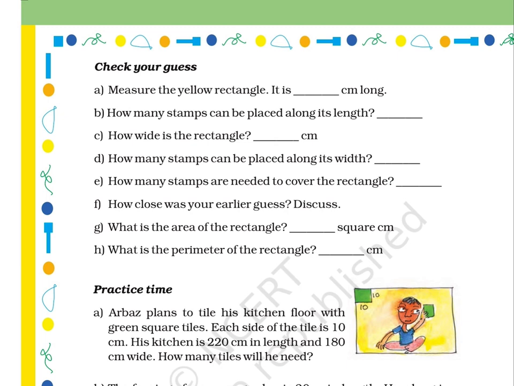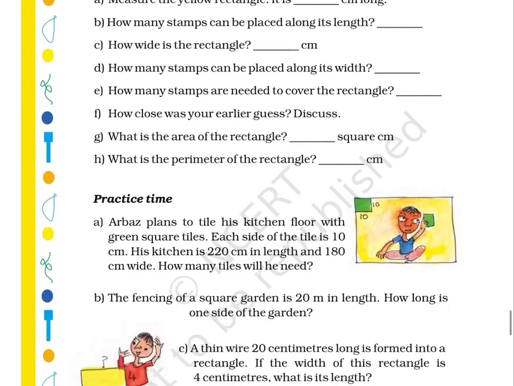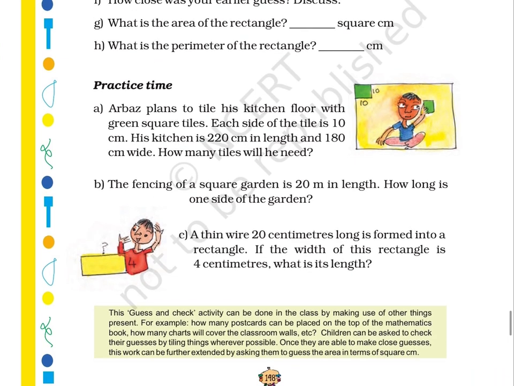Dash. E. How many stamps are needed to cover the rectangle? Dash. F. How close was your earlier guess? Discuss. G. What is the area of the rectangle? Dash square centimeters. H. What is the perimeter of the rectangle? Dash centimeters. Practice time. A.